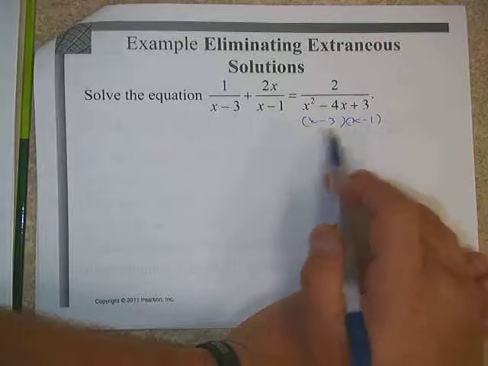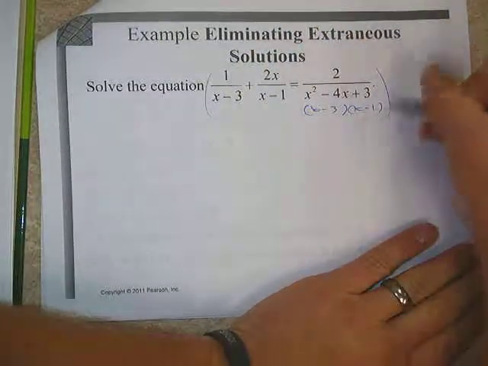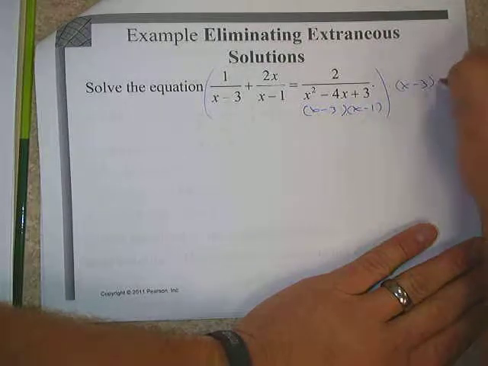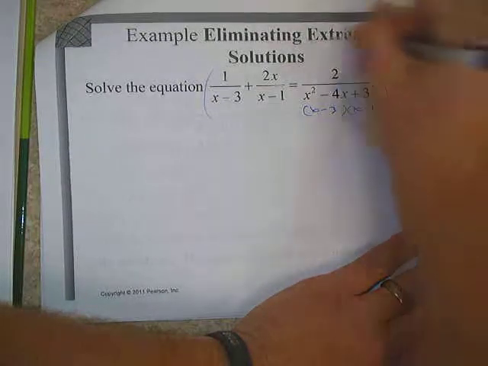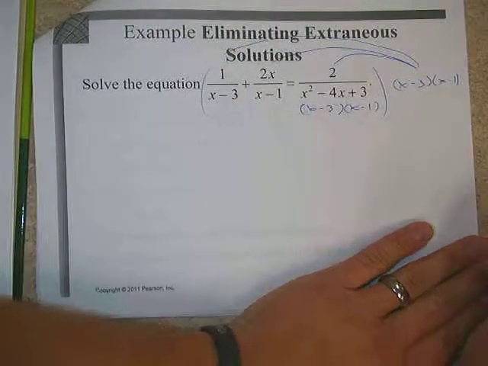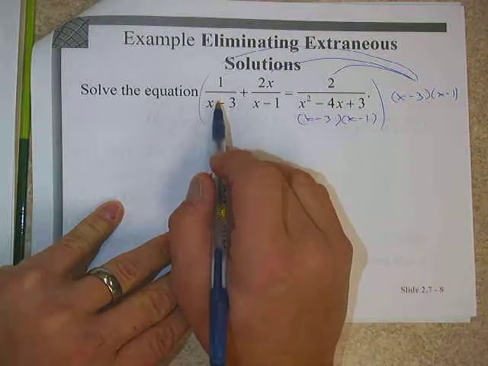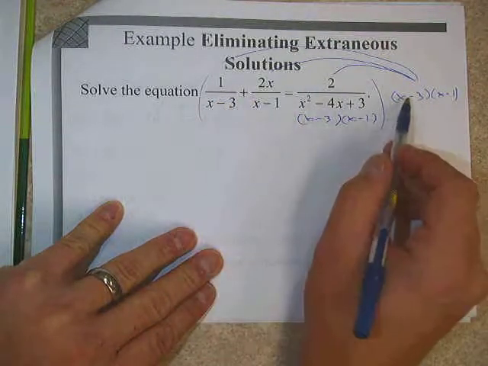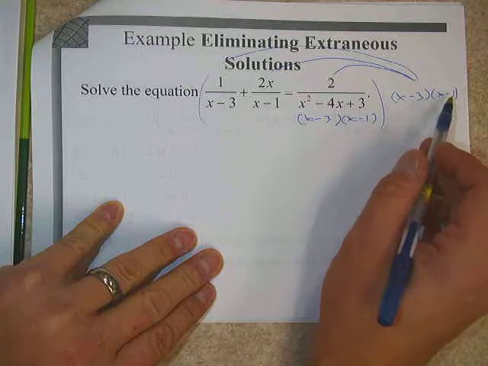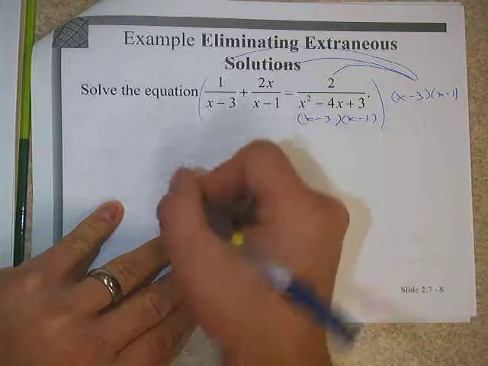Now, if we're lucky in this particular case, what we have on this side, this quadratic, factors to those same two factors. And therefore, that is still the common denominator because each of these goes into this evenly. So how's that going to look when we do the multiplication? When we multiply all three parts by x minus 3 times x minus 1.